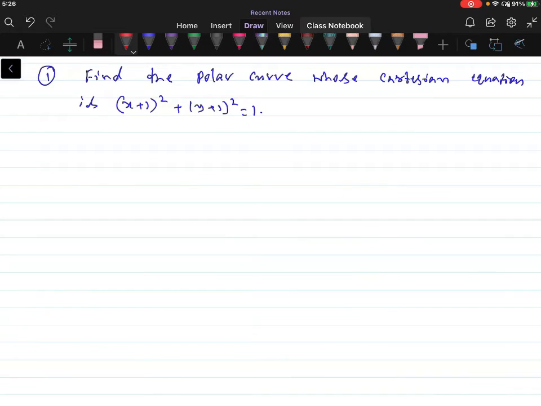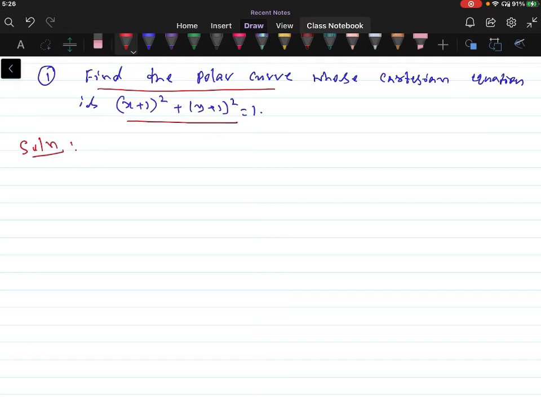So we take an example. Find the polar curve whose Cartesian equation is (x+1)² + (y+1)² = 1. So you have to convert from Cartesian to polar equation. So let us move to the solution.